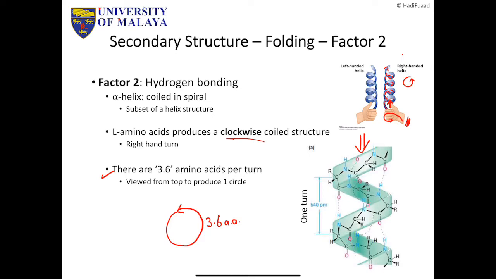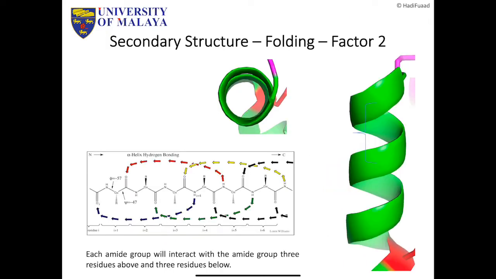And vice versa, for the amino acid you will have a left-handed helix if you have the same sequence as the L. So for example, if the L sequence is A G G G G G G of L amino acids, you will form a right-handed helix. If you have the D form of all these amino acids in the same sequence, it will form a left-handed helix. Interesting, isn't it? Alright, this is just to show you the structure: 3.6 amino acids per turn, forming one circle if you look from up here.